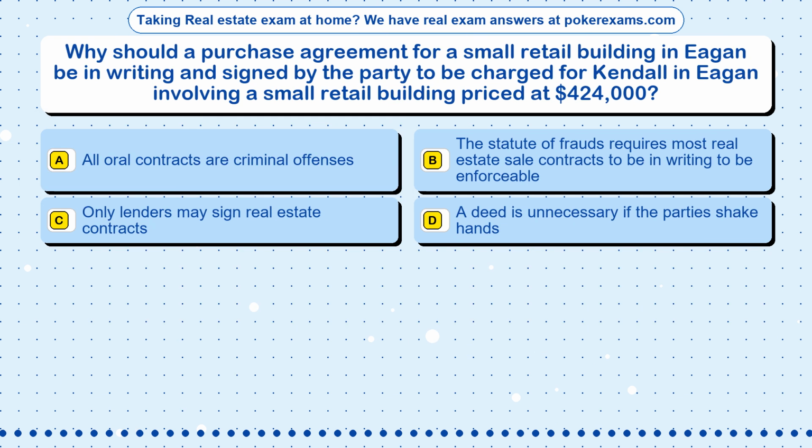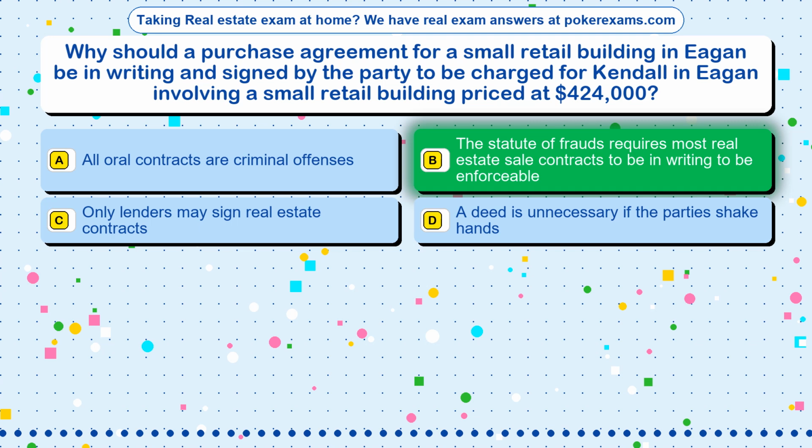Question 54. Why should a purchase agreement for a small retail building in Eagan be in writing and signed by the party to be charged for Kendall in Eagan involving a small retail building priced at $424,000? Option A. All oral contracts are criminal offenses. Option B. The statute of frauds requires most real estate sale contracts to be in writing to be enforceable. Option C. Only lenders may sign real estate contracts. Option D. A deed is unnecessary if the parties shake hands.